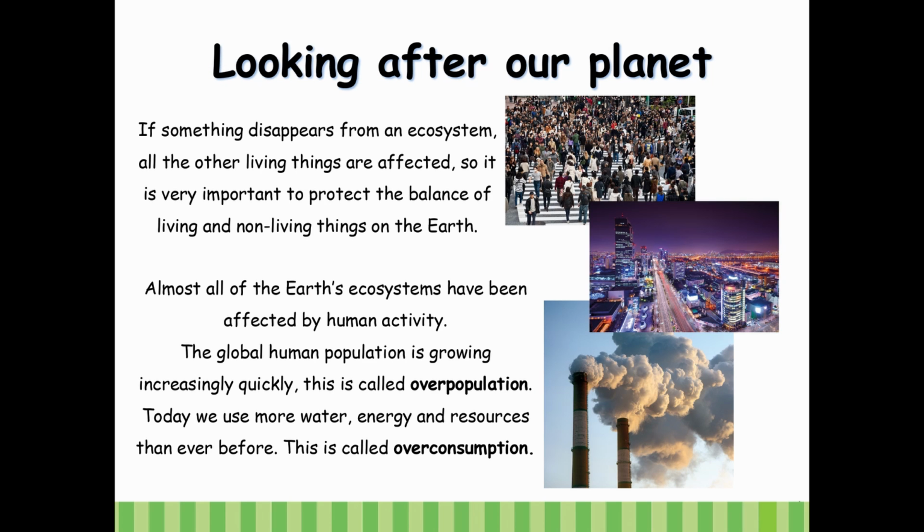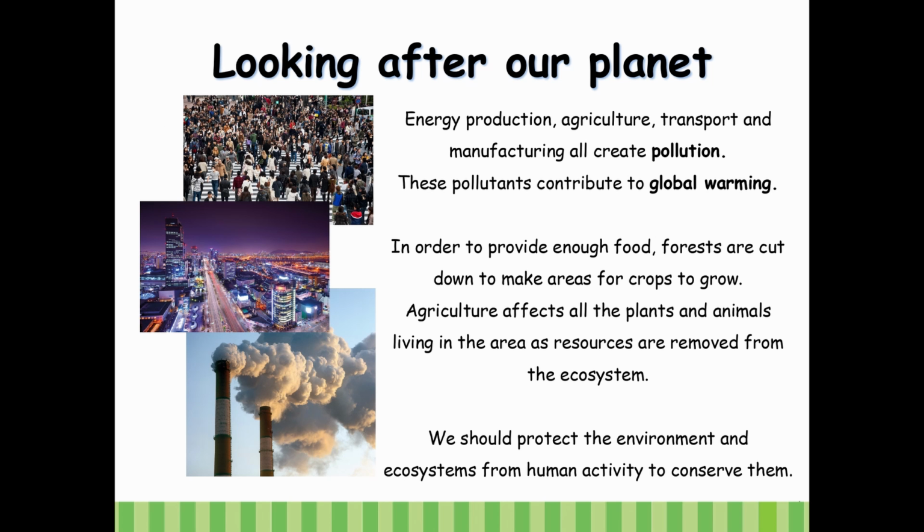Looking after our planet. If something disappears from an ecosystem, all the other living things are affected, so it is very important to protect the balance of living and non-living things on Earth. Almost all of the Earth's ecosystems have been affected by human activity. The global human population is growing increasingly quickly. This is called overpopulation. Today we use more water, energy, and resources than ever before. This is called overconsumption.